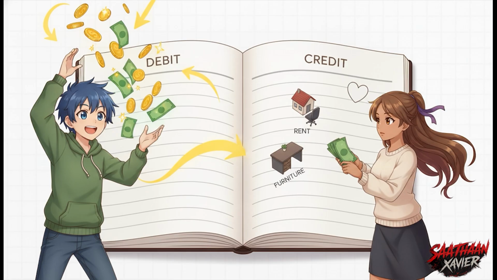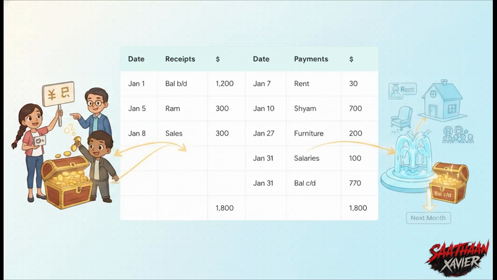Whenever cash enters the business, boom, you write it on the left-hand side, the debit side. And whenever cash leaves the business, say for rent, salaries, or buying furniture, you write it on the right-hand side, the credit side. To put that into perspective, imagine a real business month.